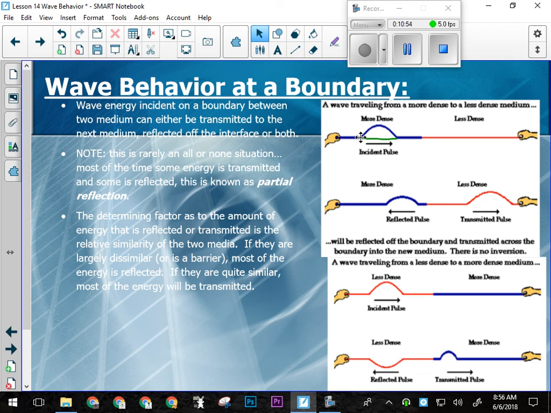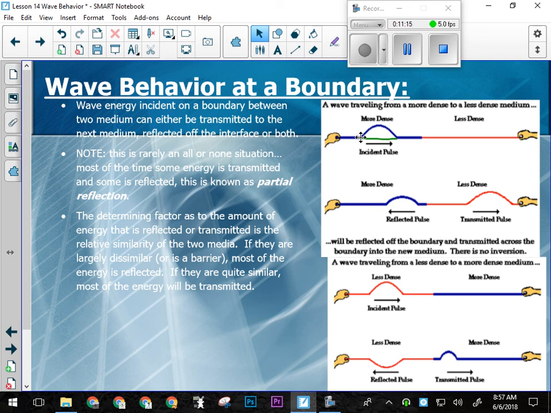If I just hook two identical springs together, is there going to be any reflection at all when the wave goes from one to the next? If they're identical, no, because it's not really changing the medium. It's just going from one identical spring to the next. But if I hook a slinky onto a heavy spring, then I'm going to see a fair amount of change between the two, which is what I'm going to do here in just a minute.